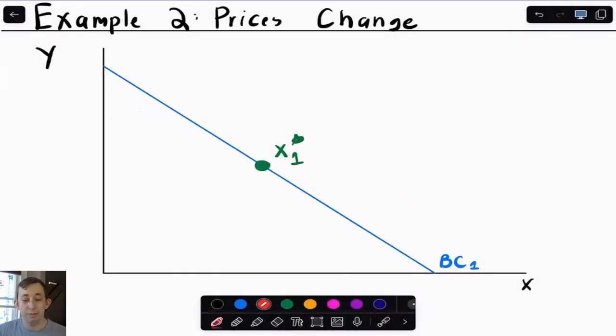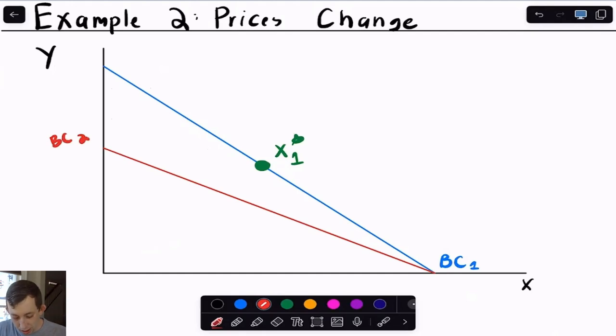We can do something very similar with price changes. And so again, we have BC1, we have X1 star. Suppose the price of Y gets more expensive, and so now we move here. So maybe here's BC2. I'm going to put this over here just so it's a little easier to read. So we have BC2 and BC1, and maybe under this budget constraint, I'll do this in red.